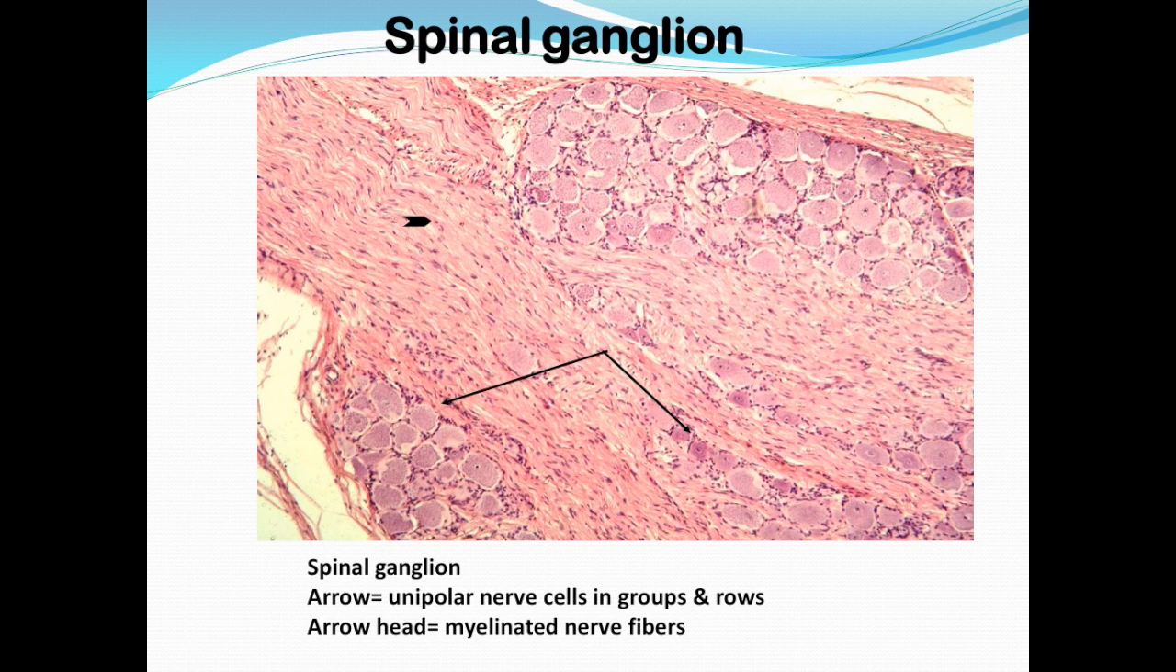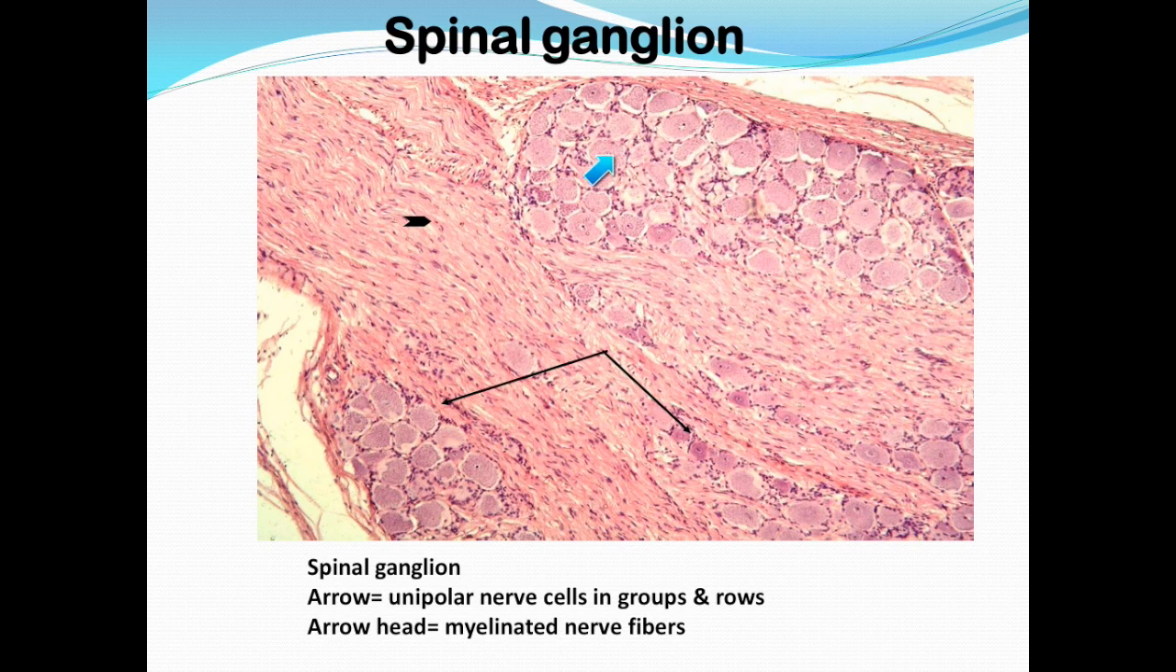This is a very important picture for the spinal ganglion. How can you diagnose the spinal ganglion? From the following points. First of all, the cells here are present in groups or in rows. This is very important. This is a group, and these are two rows. And this is very peculiar to the spinal ganglion, differentiating it from the sympathetic, in which the cells are scattered in the whole ganglion. After that, the cells here appear to be rounded because they are unipolar cells.